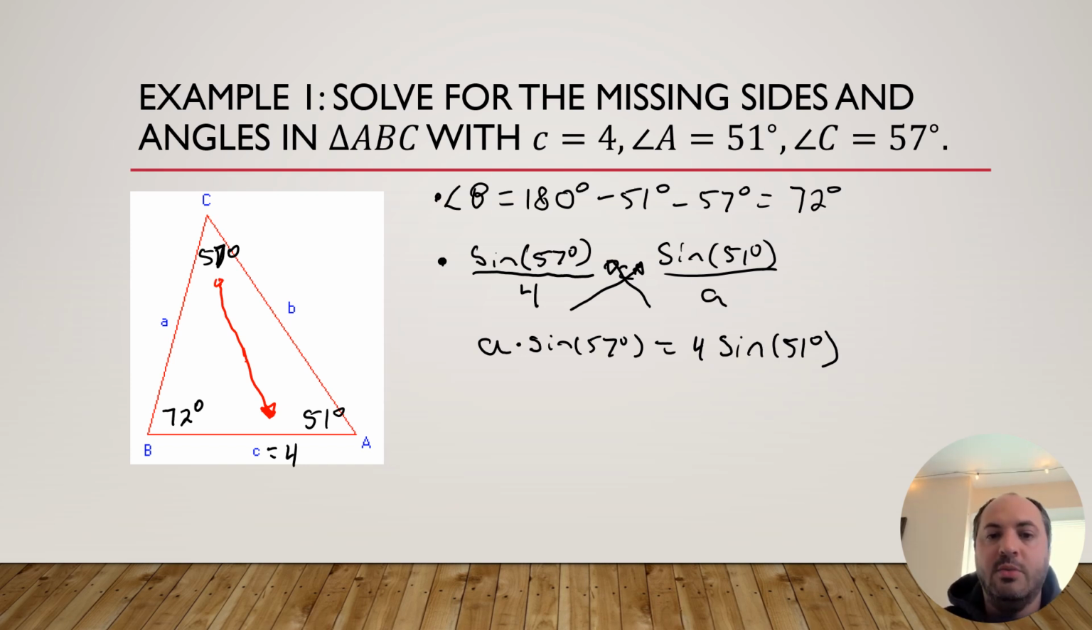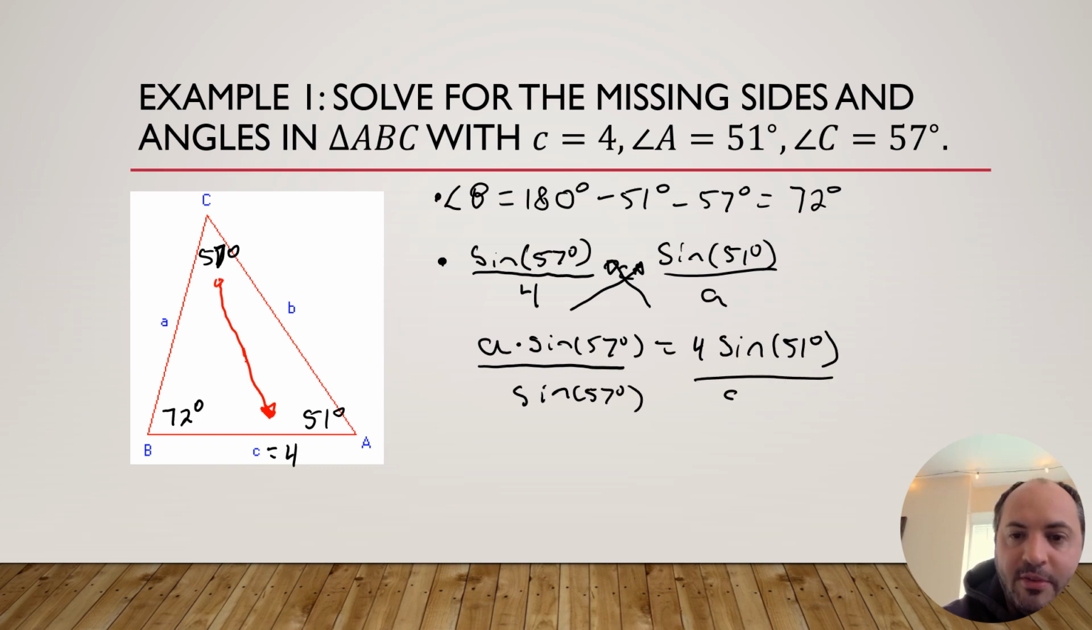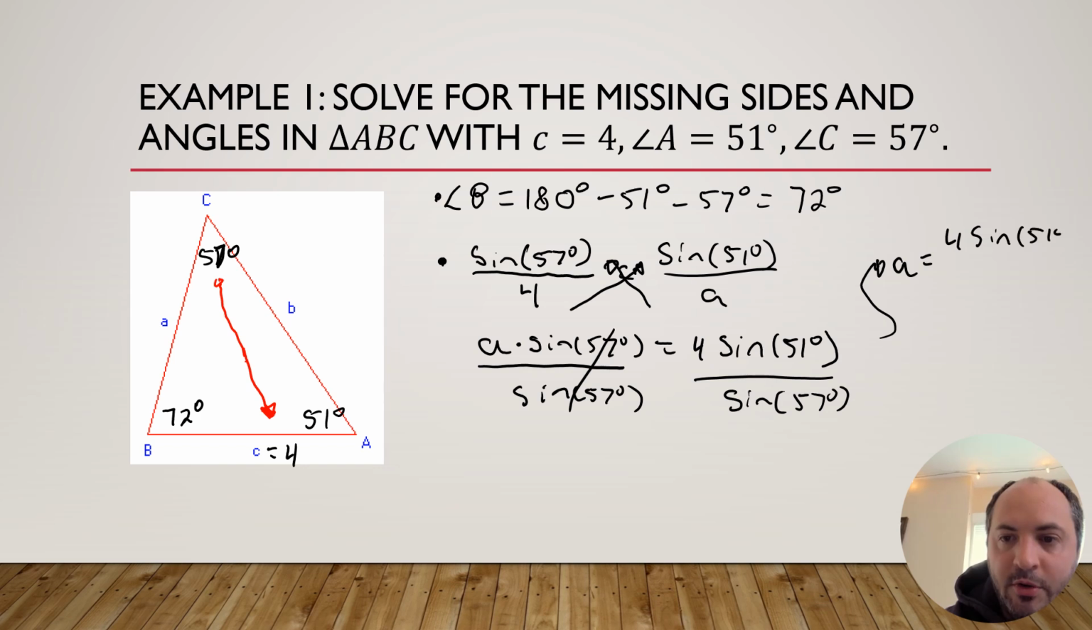Now what I want to do is get A by itself. So to do that, I need to move away that sine of 57 degrees. And since A is being multiplied, that division will undo our multiplication. So we can divide both sides by sine of 57 degrees. That will cancel. And we will then end up with A is equal to 4 sine of 51 degrees, all divided by sine of 57 degrees.